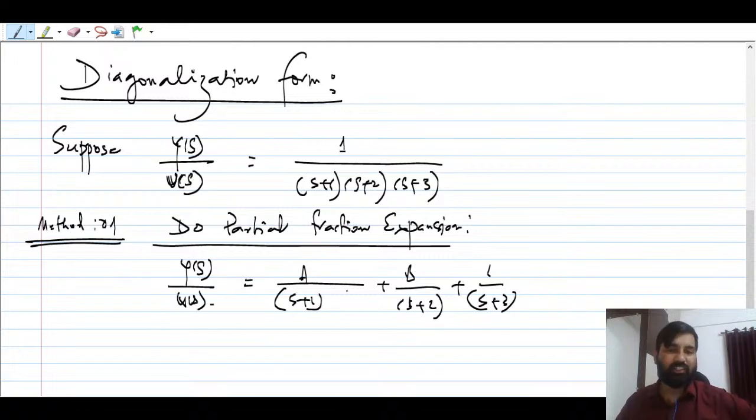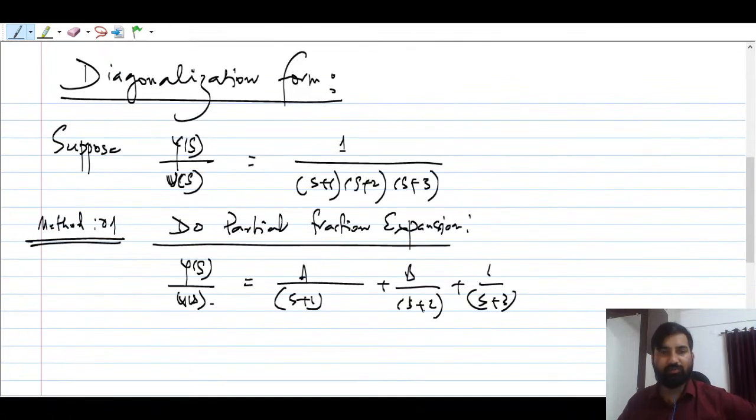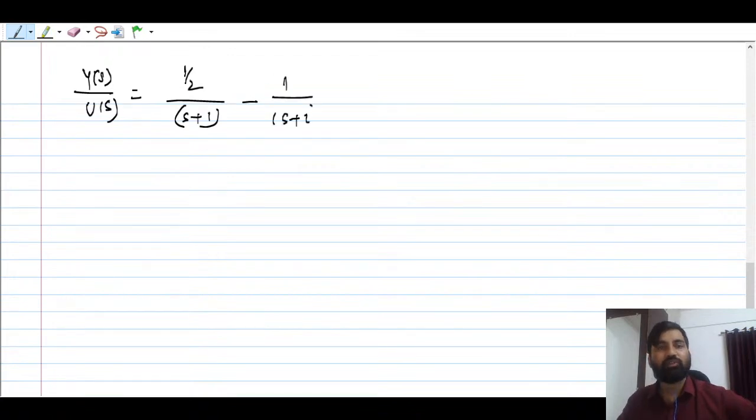So you have done the partial fraction expansion. Now you have to find the A, B, C values. I'm not going to tell you how to do partial fraction expansion; I think everybody might be familiar. I'm just going to write it directly. You have to find the A value, B value, and C value. It's a very simple one. So you can say that Y by U is 1 by 2 times 1 over s plus 1, minus 1 over s plus 2, plus 1 by 2 times 1 over s plus 3. These are the values that we have got already.